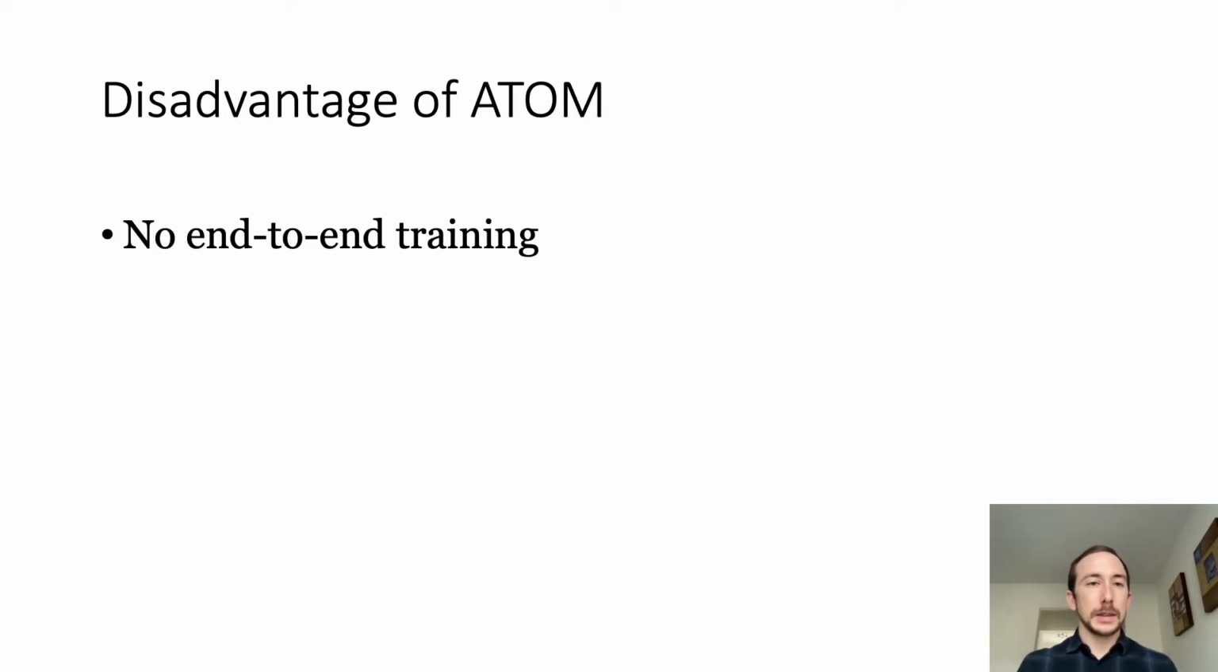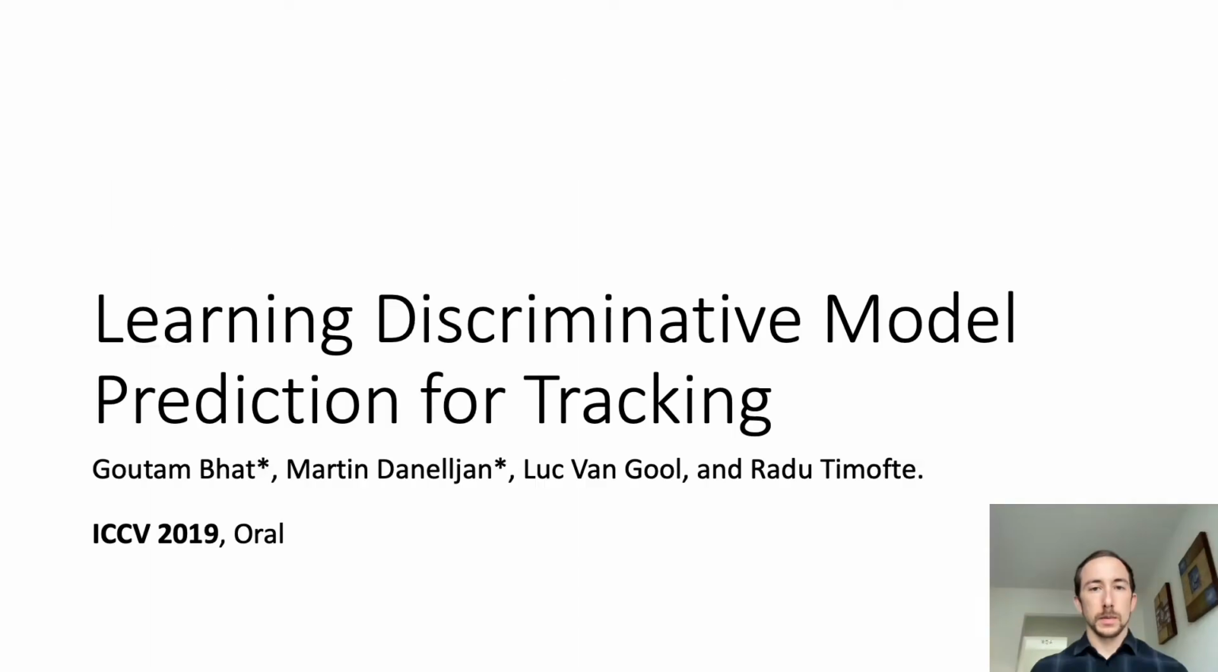So the main disadvantage of ATOM is actually that it's not fully end-to-end. While we trained the bounding box estimation, we couldn't train the full tracker because we didn't backpropagate through the optimization method itself. So this is the key problem that we address in the next work, learning discriminative model prediction for tracking.